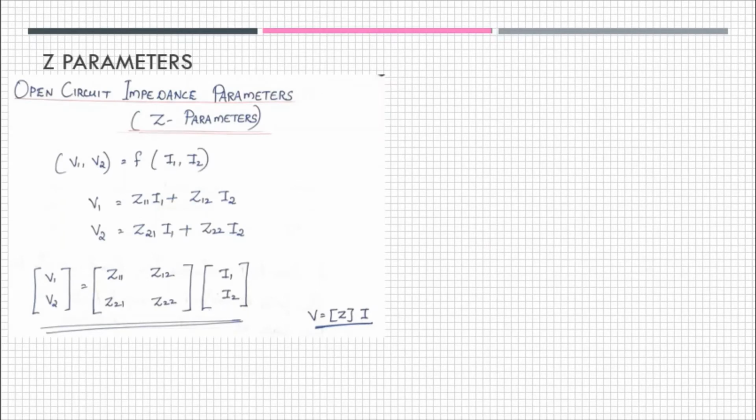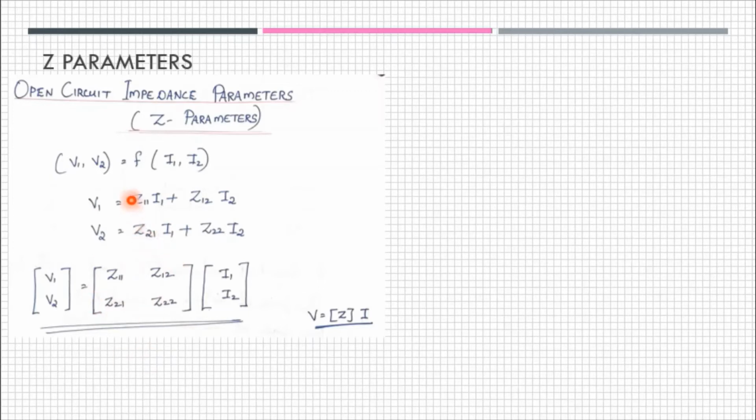Z parameter is otherwise known as open circuit impedance parameter. Z parameters are for giving the relation between V1, V2 to the currents I1 and I2. Here, the voltages V1 and V2 are expressed as function of the currents I1 and I2. We know the relation V is equal to Z into I. Here the voltages are V1 and V2 and currents are I1 and I2, and this matrix is the impedance matrix or the Z parameter matrix.